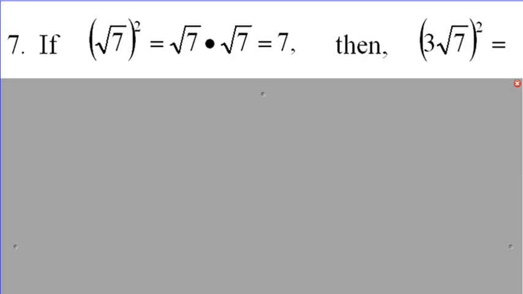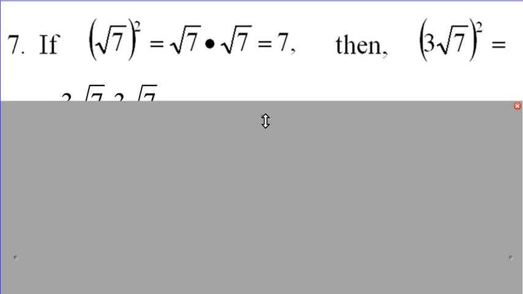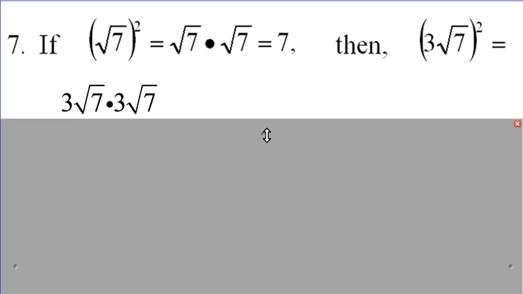For number 7, they're telling us that the square root of 7 squared is equivalent to the square root of 7 times the square root of 7, which is equal to 7. Then what would the quantity 3 square roots of 7, squared, be equal to? Well, anytime something is being squared, we have to remember that it's something times itself. So I'm going to write them so we have each listed there.